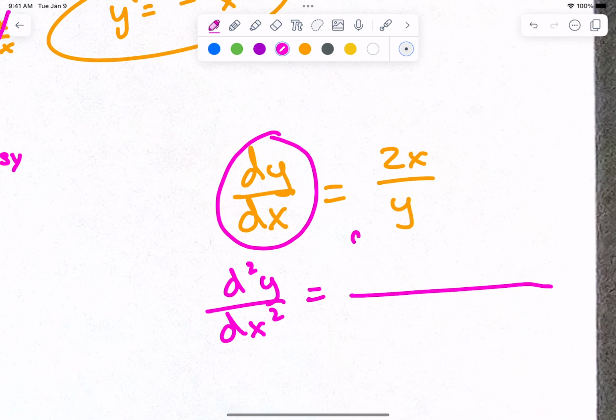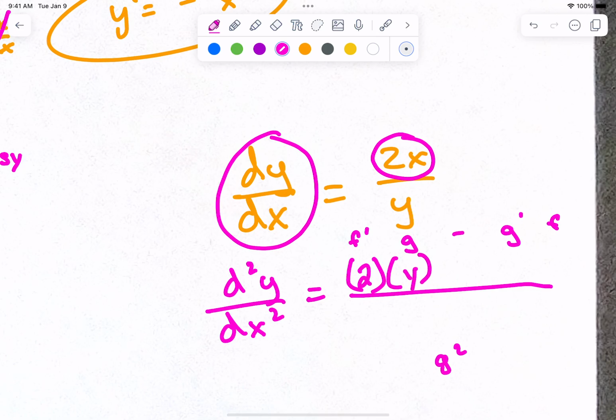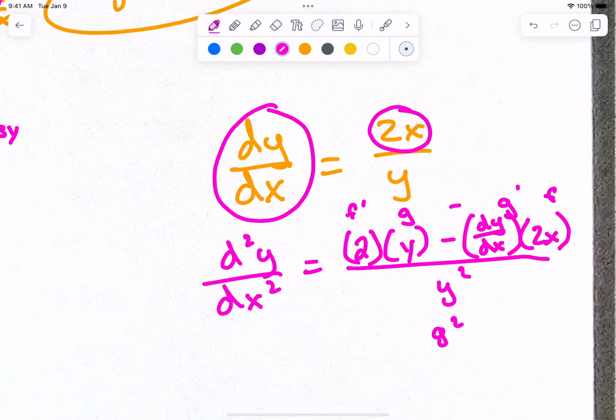So quotient rule, we want f prime g minus g prime f all over g squared. So f prime would be the derivative of 2x, which is 2. Leave g, which is y, minus... what's the derivative of y? It'd just be dy dx. The derivative of y is 1, but it has 1 dy dx, right? And then f is 2x, all over g squared, which is y squared.